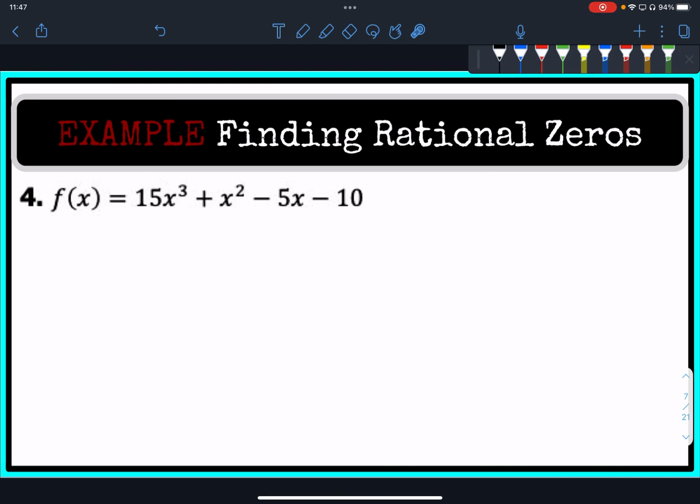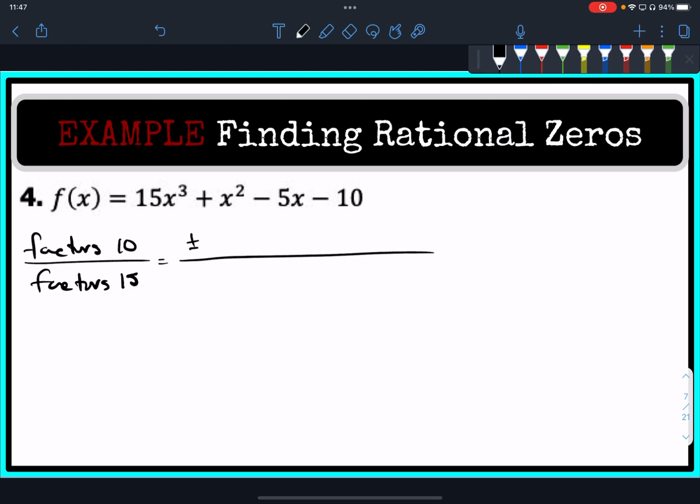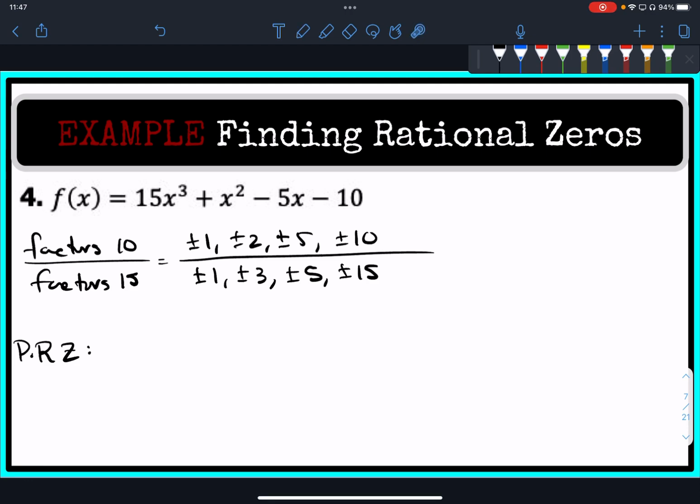So let's try this example. Pause the video and try it yourself. We'll start by first factoring 10 and dividing it by the factors of 15. The factors of 10 are 1, 2, 5, and 10. And the factors of 15 are 1, 3, 5, and 15. So our list of possible rational zeros, again, divides all of this by every single one of these numbers.